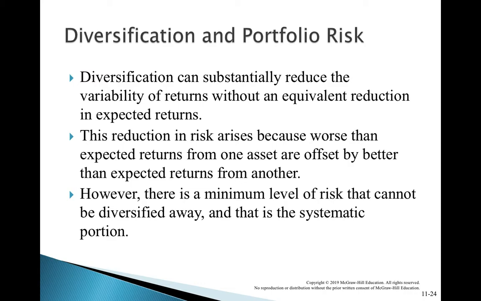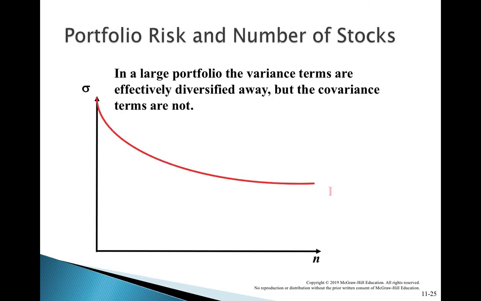However, there is a minimum level of risk always present in the portfolio that you cannot minimize, that you cannot reduce. That part of the risk which cannot be minimized or reduced is known as the systematic portion of the risk, or systematic risk. But the unsystematic risk or firm-specific risk can be diversified, can be reduced, can be minimized. Let us see how.